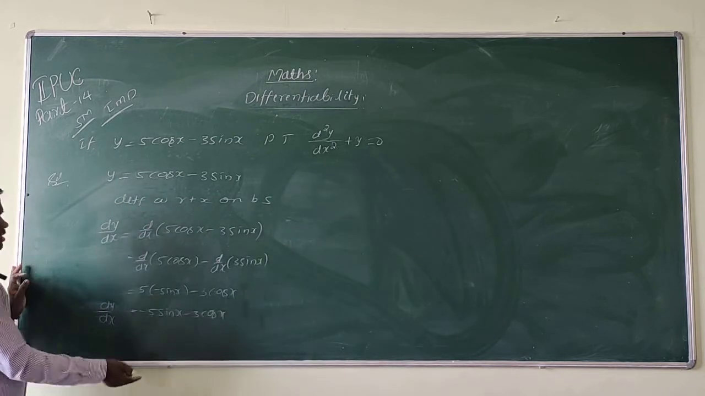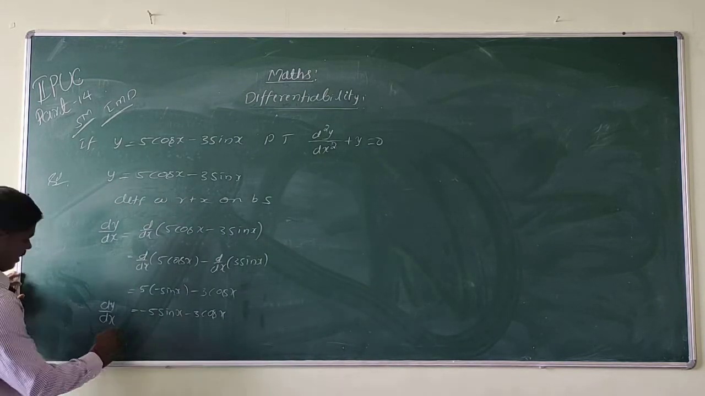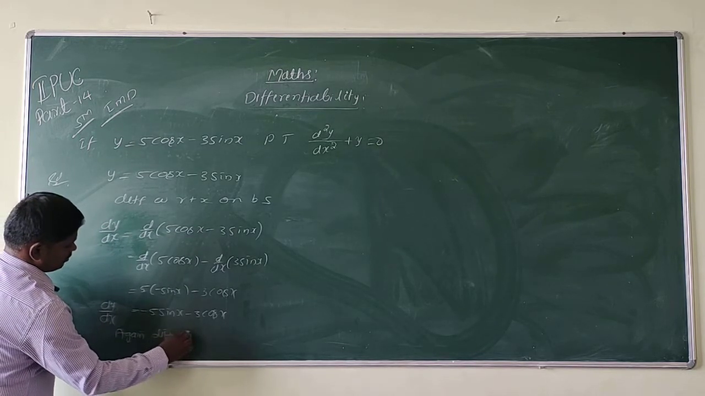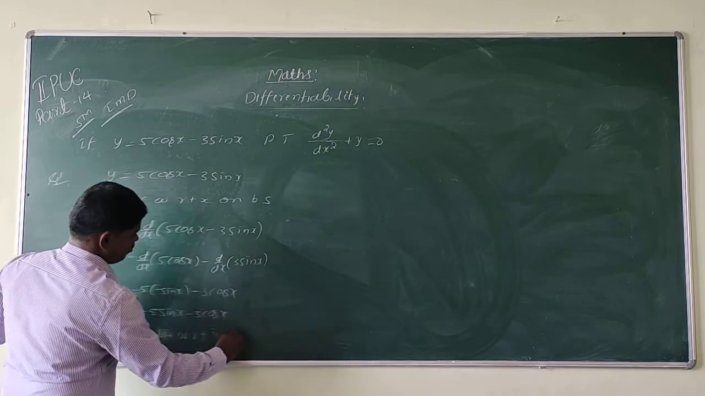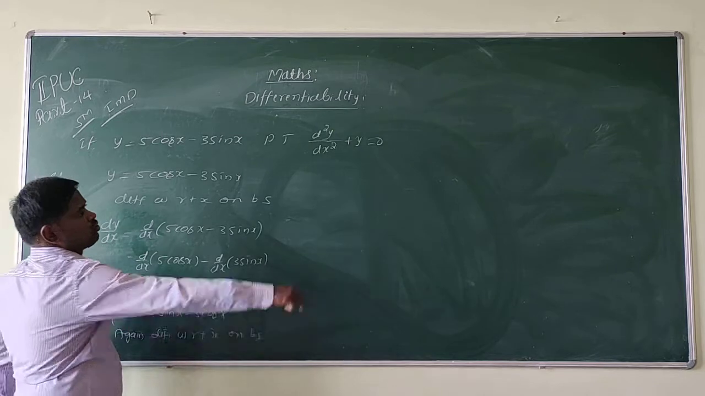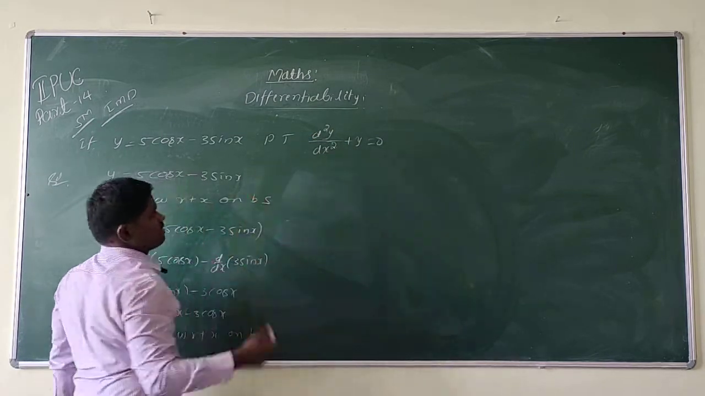Okay, so again differentiate this equation with respect to x. Again differentiate with respect to x on both sides. So why? Because we are going to differentiate again. So we are going to show that d square y by dx square plus y is equal to 0.